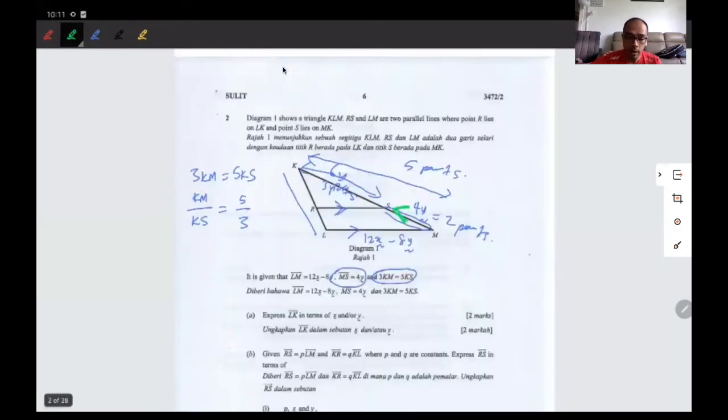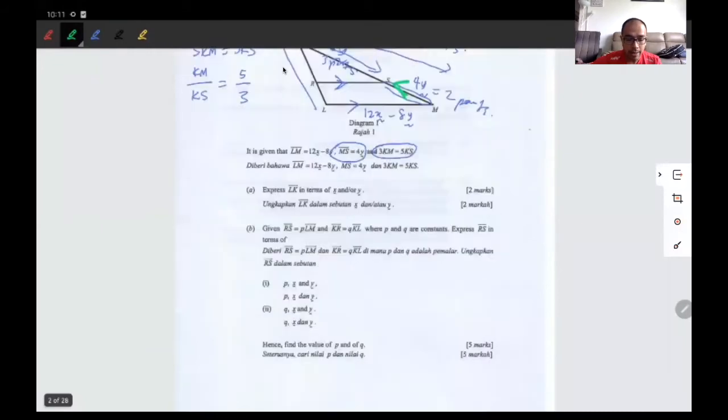Now part B, given RS equals pLM and KR equals qKL. This is a very standard vector question. They give you 2 vectors, ask you to equate, and then find the values of the 2 unknowns, p and q. Very standard 5-mark question from vector. So the first one, we want it in terms of p. The only one that has p is this one, RS equals pLM.